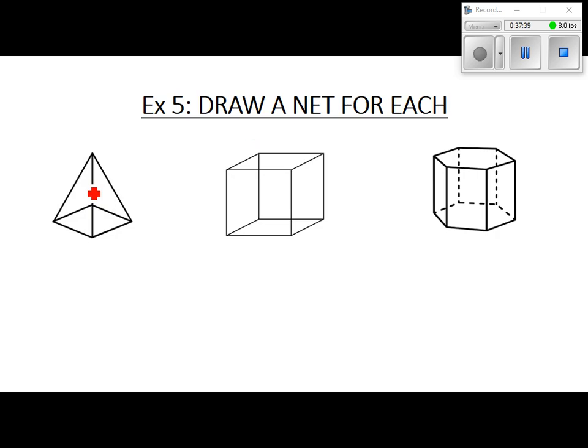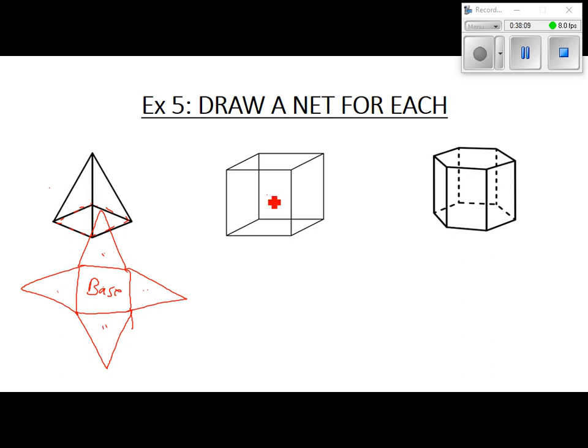Draw a net for each. First one, we got this, I don't know if this is a square or a rectangle, we'll just call it a rectangular pyramid. Well, all that's going to be is a rectangle or a square, then on each side you have a triangle. Remember, this is your base. These other sides are called your lateral faces.